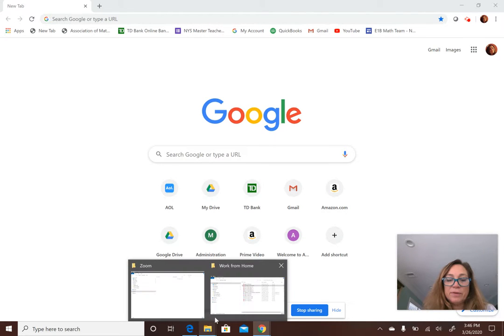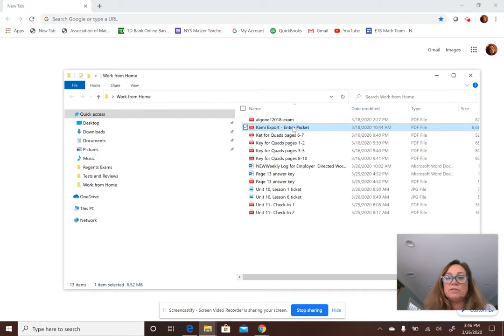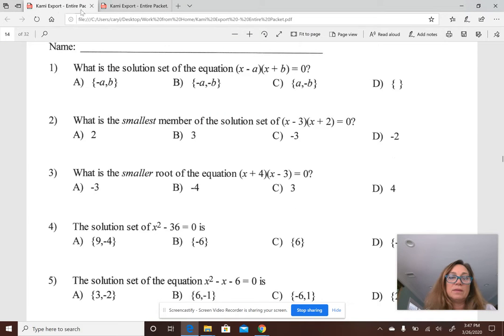Some people asked if I would video doing pages 14 and 15, so I'm going to do that right now, and this way you can check your work. Okay, so this is pages 14 and 15.